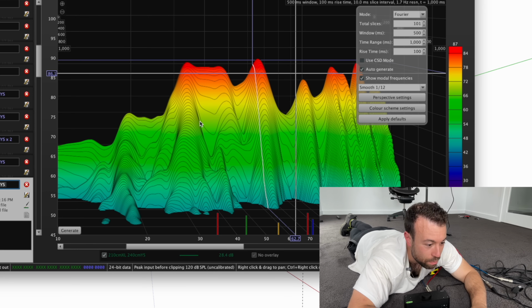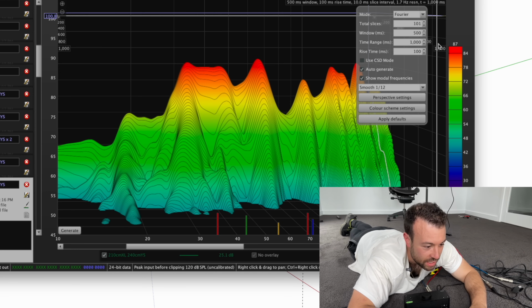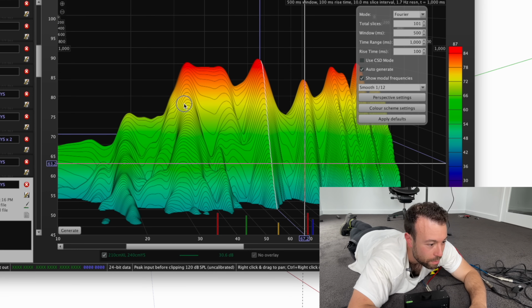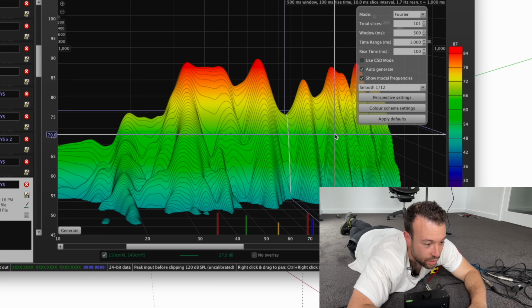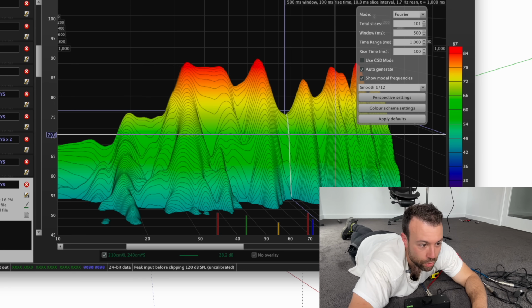I think this is actually a pretty good result. Time-wise, there is a lot of sustain in the low end, but there's good balance between each of the modes in the low frequency. The only thing I'm annoyed about is this little trough here, which we'll have to look at managing, but we'll work with that.